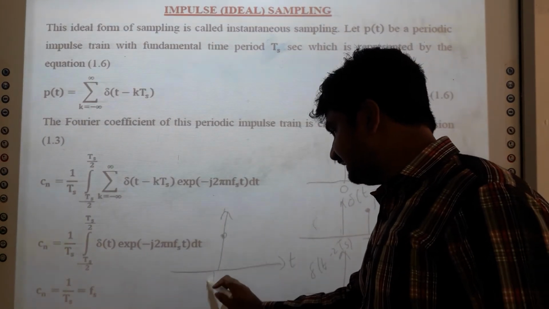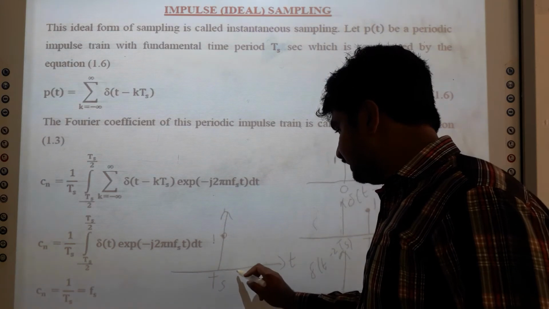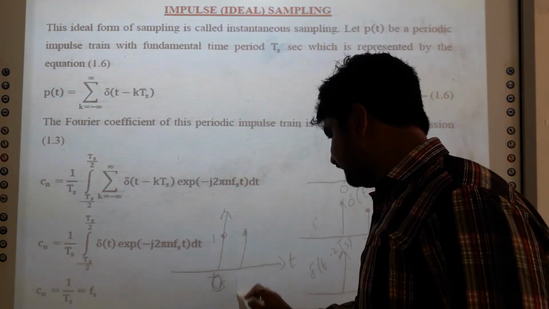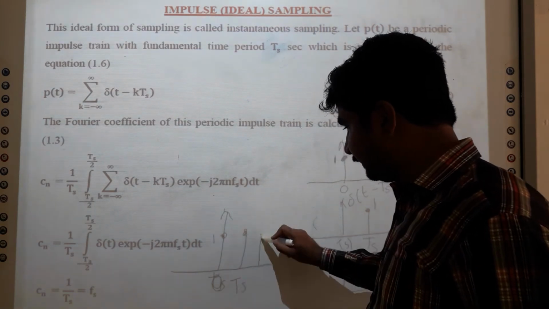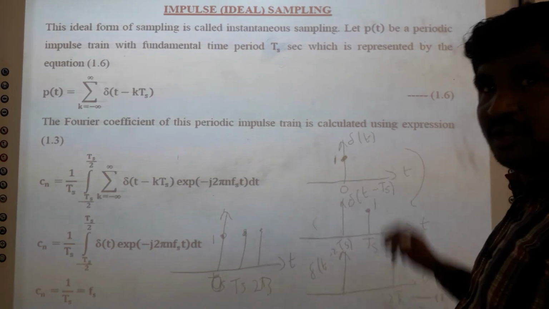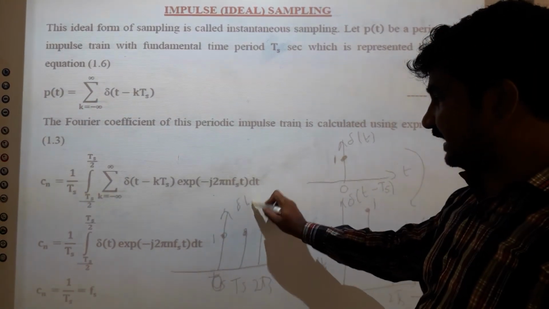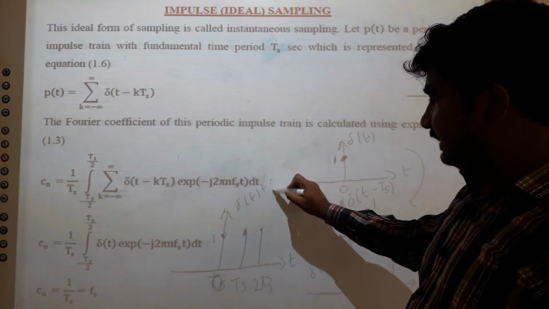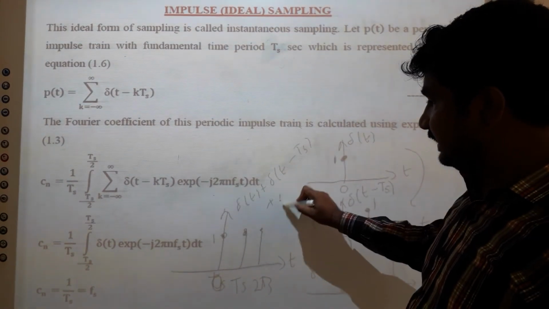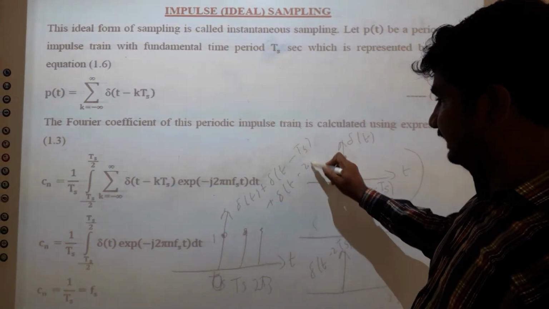At 0 it is having 1. At Ts also it is having 1. At 2Ts also it is having 1. This is the addition of all these three signals: del of t plus del of t minus Ts plus del of t minus 2Ts.